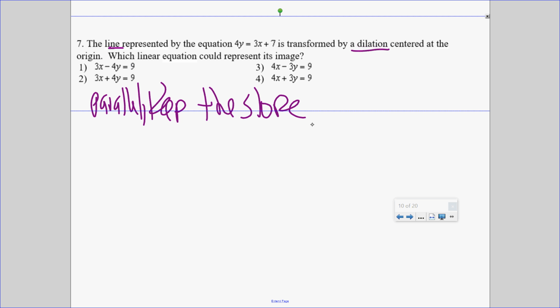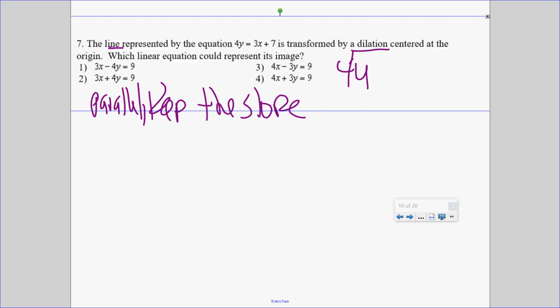So I want you to pause this right now, get the slope of the original line by getting y by itself, get the slope of each choice by getting y by itself, and once you do that, you'll have your answer. You'll see which one's the same. So please pause, finish the problem on your own, and then unpause.